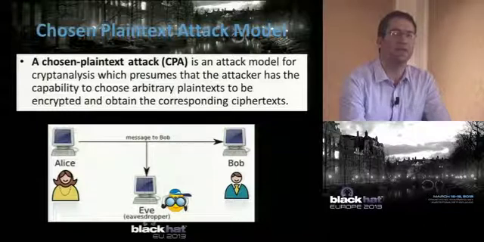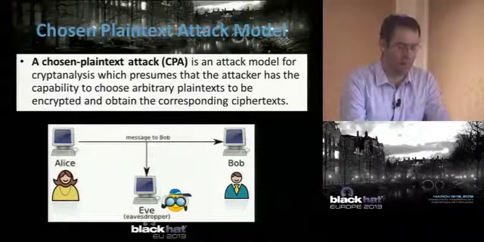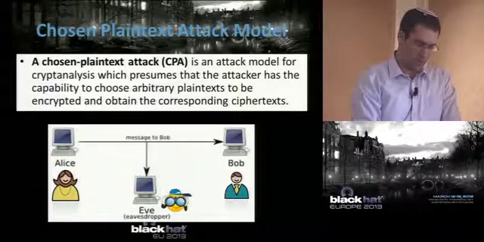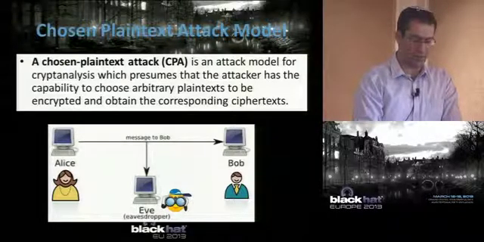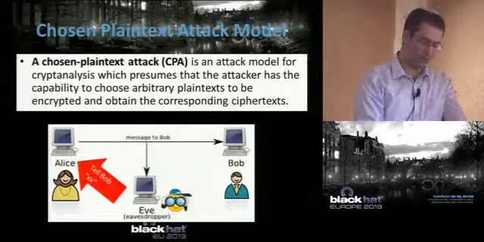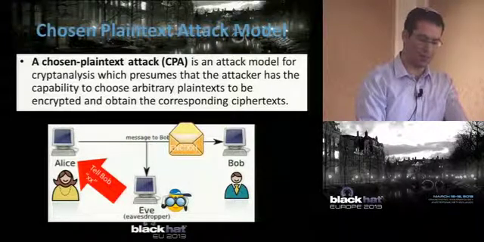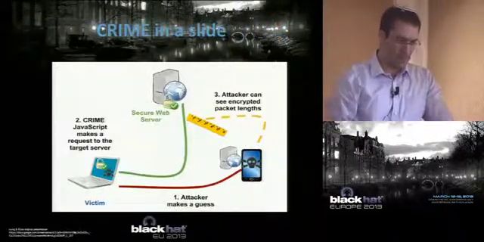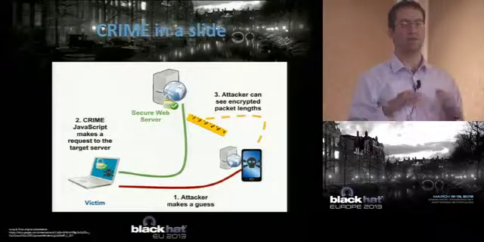So let's first understand the attack model. As always, we have Alice and Bob communicating securely through encryption with one another, and we have Eve, the eavesdropper. The eavesdropper, the attacker, has the capability not only to eavesdrop, but also to choose arbitrary plaintext to be encrypted and obtain the corresponding ciphertext. So Eve can tell Alice to tell Bob something and watch it get sent over the wire, the encrypted form of Eve's chosen text.